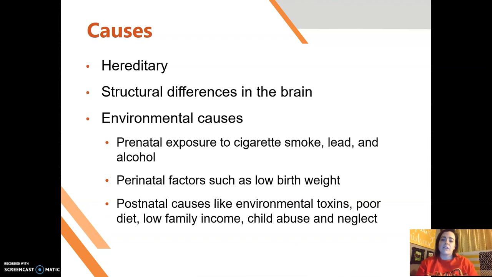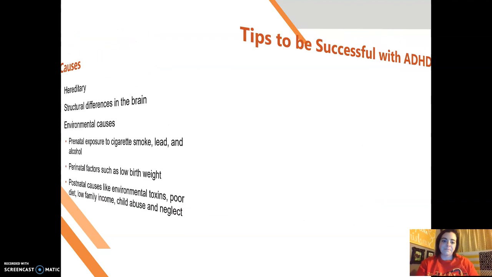So you can have prenatal causes, which would be exposure to cigarette smoke, lead, and alcohol. You have perinatal factors like low birth weight, and then you have postnatal causes like environmental toxins or a poor diet or low family income or child abuse and neglect. Those are all causes of ADHD that have been studied.